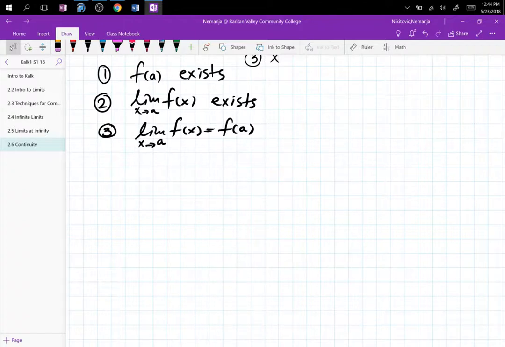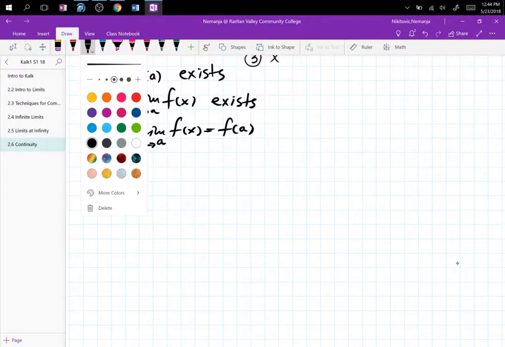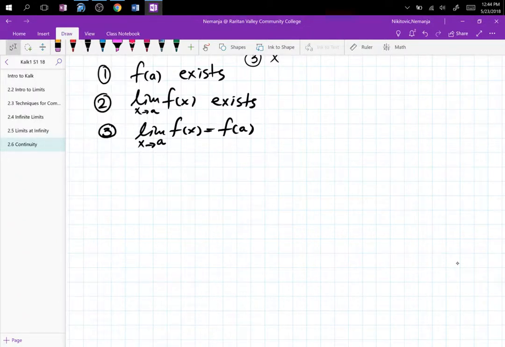We discussed the idea of continuity and discontinuous. Now let's do the global continuity now.